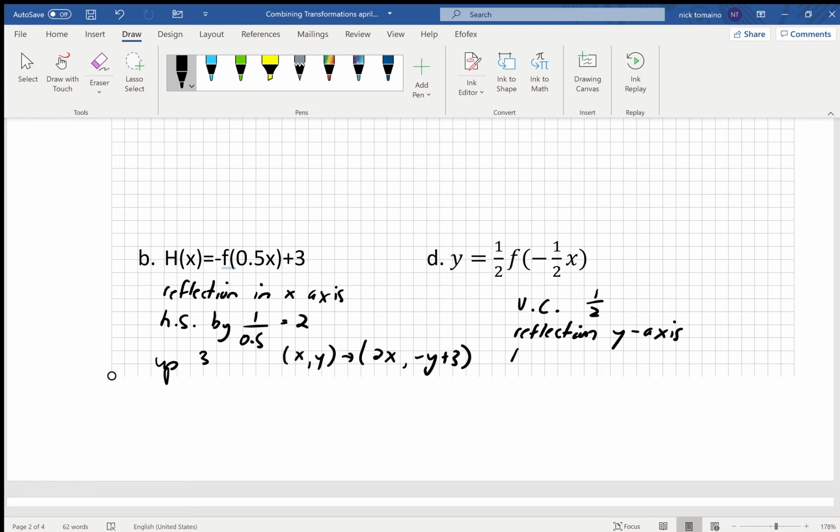And we have a horizontal stretch by 1 over 1/2, which again is 2. So any point (x, y) is going to become (-2x, y/2). Perfect.